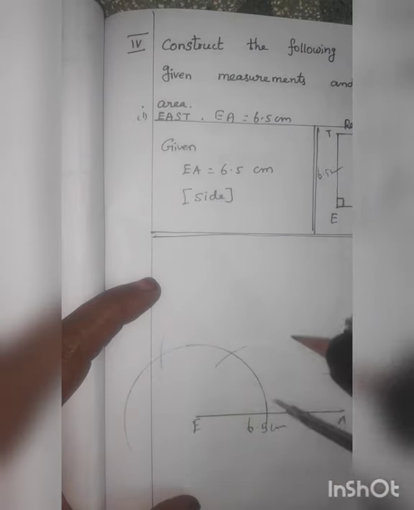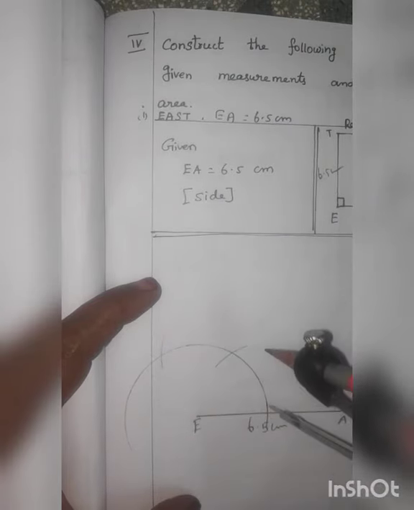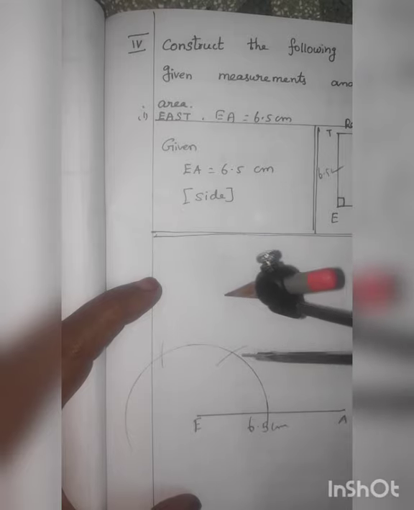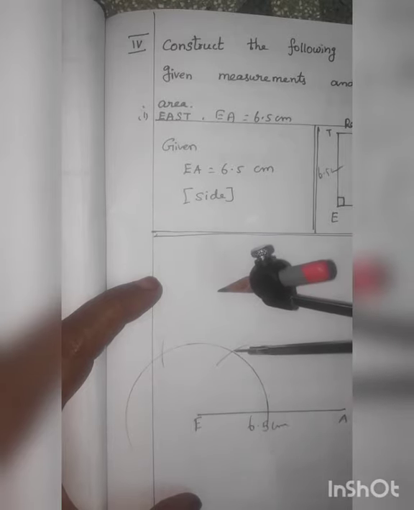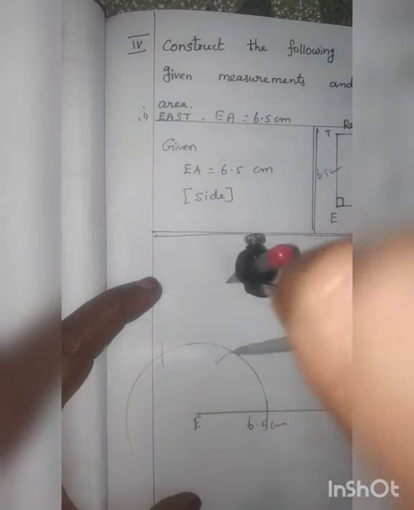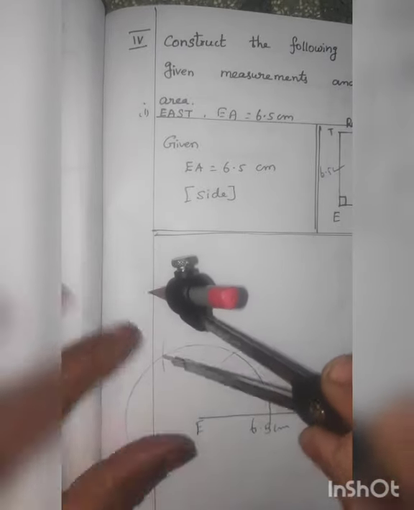Now 3 centimeter, cut the arc. You should not change the compass, and cut the arc. Now from here, coming from one point up, you cut one arc. Here, coming from the point, cut one arc.